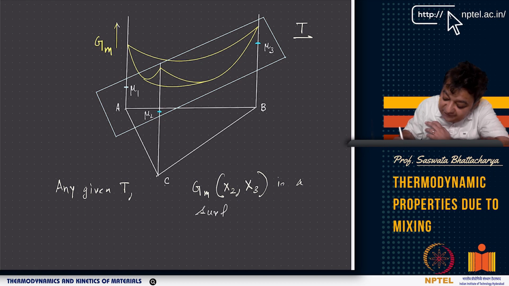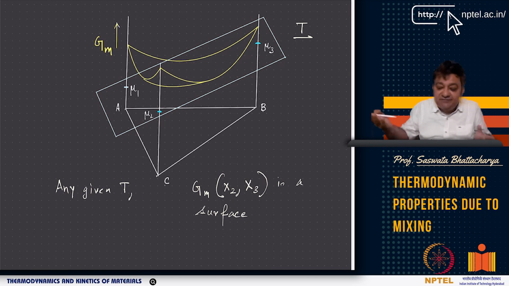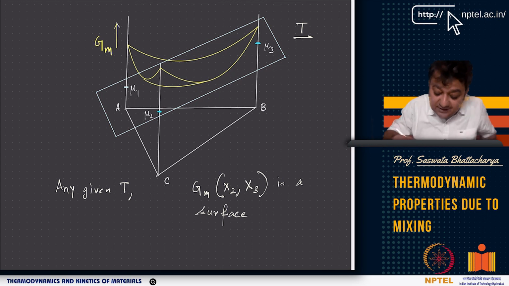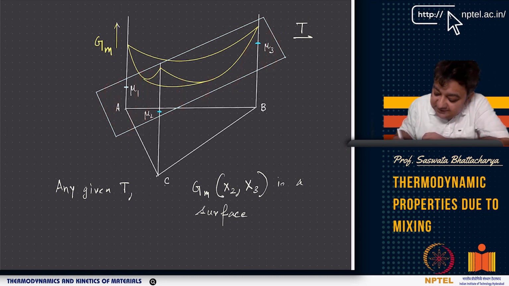Now if it's a curve, you have a tangent line. If it's a 3-dimensional surface, then you have a 2-dimensional tangent plane, right? So you have this blue guy, this one is the tangent plane through a suitable composition set x2, x3. Now, this tangent plane is making intercepts.